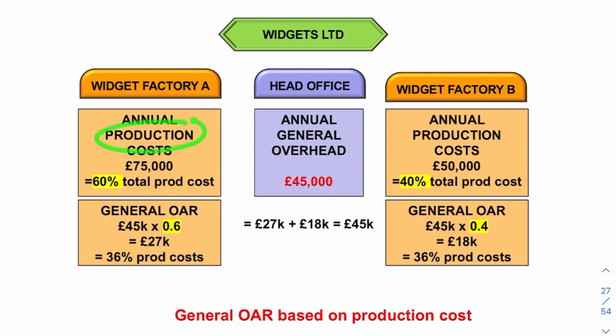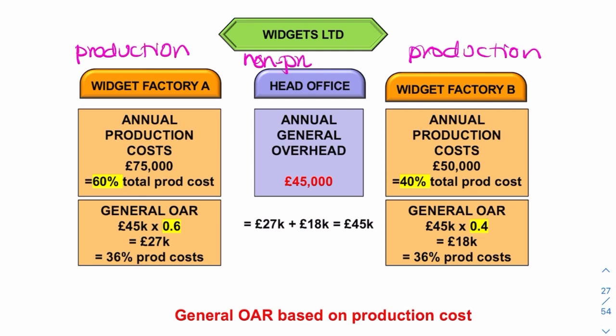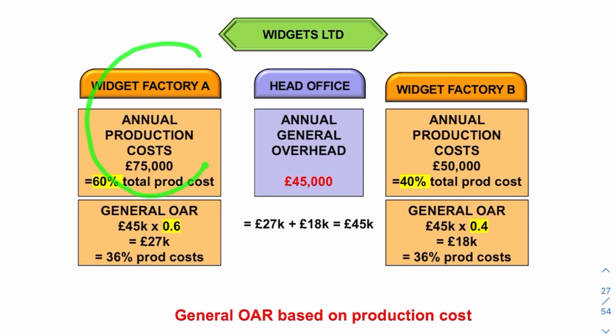The factories actually make stuff, so these are called production cost centers. The head office doesn't make anything. It's a non-production cost center. I call it a cost center because it costs the business money to run. So each of these is a cost center. The difference is that these factories also produce things, whereas the head office doesn't.